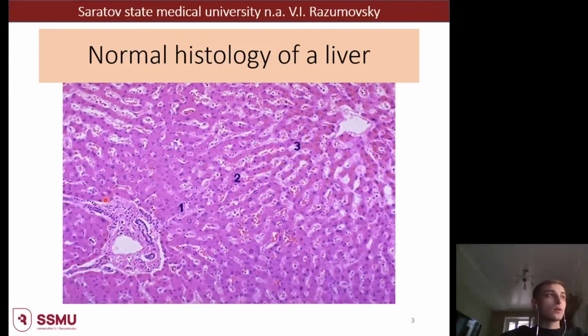The third important formation is the liver triad. The liver triad consists of a vein, a bile duct, and an artery. All of these formations are necessary for the normal functional activity of the liver. So you may see a typical histological picture of the liver here.